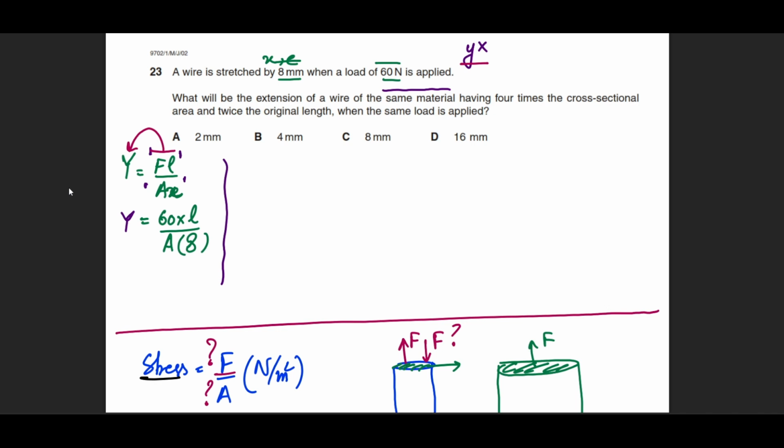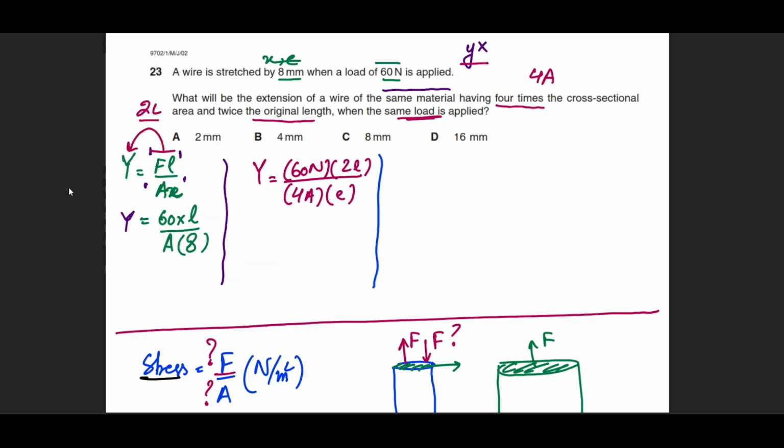Now, in the new situation, let's write the Young's modulus again. He says that the material is the same and the cross-sectional area is 4 times, so I will write 4A, and twice the original length, so I will write 2L in the new situation. If the same load is applied, which means 60 Newton is still being applied, the length is now double, and the cross-sectional area has been increased by 4 times. The extension is what we need to find out under these circumstances. What will happen now?